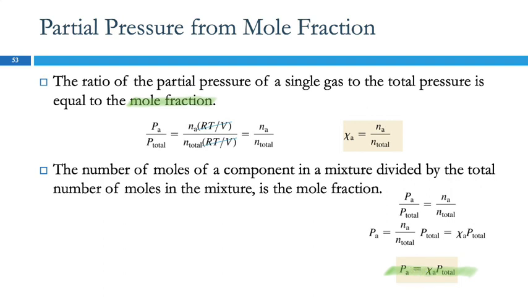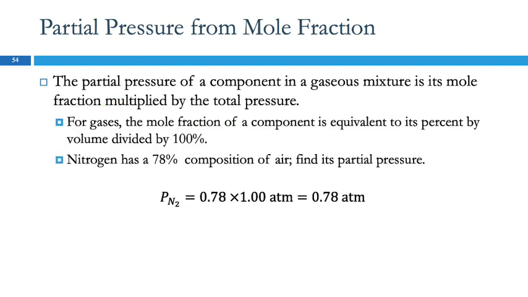This is the mole fraction. To do that problem, we take 50% and divide by 100 to get 0.5. That's equivalent to the mole fraction times the total pressure. So the partial pressure of a component of gas in a mixture is its mole fraction times the total pressure. The mole fraction is equivalent to the percent by volume.